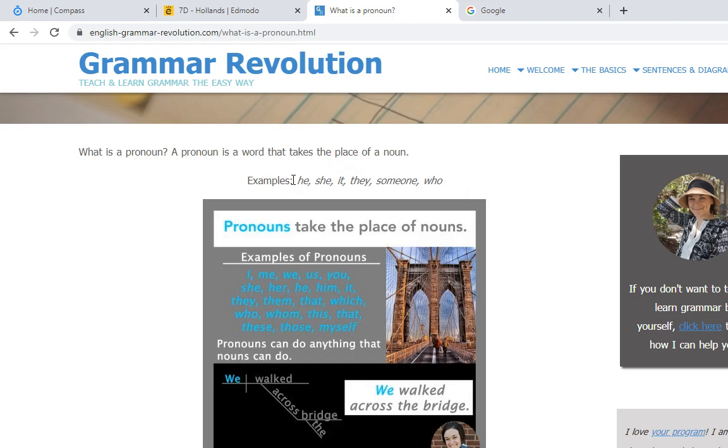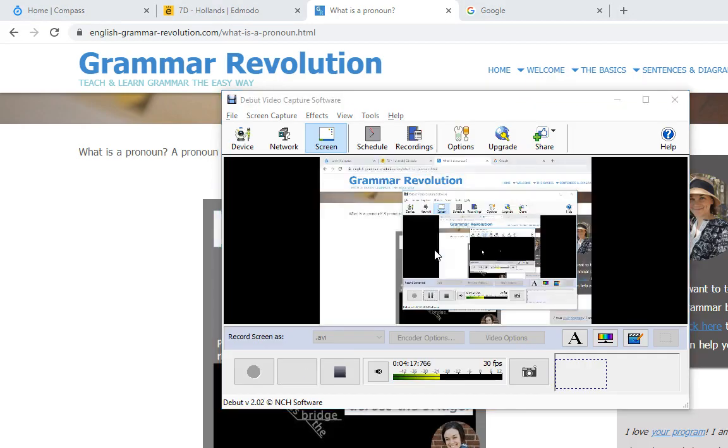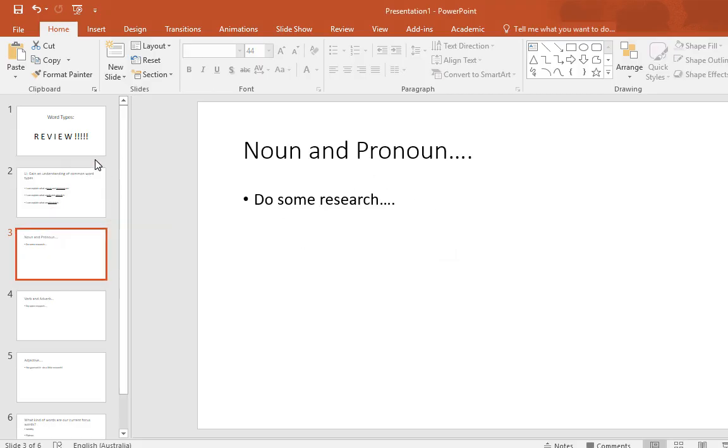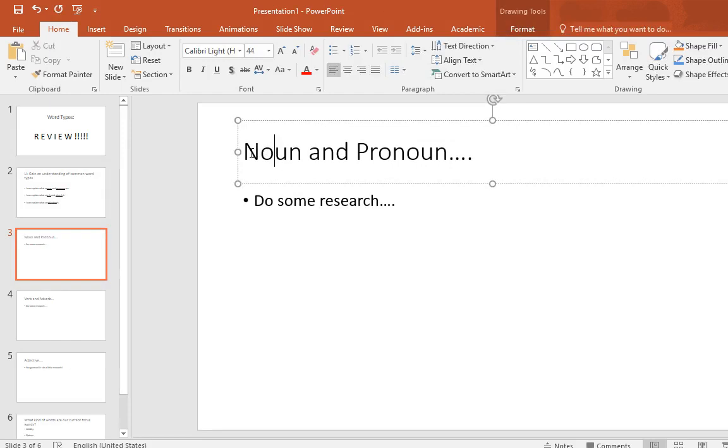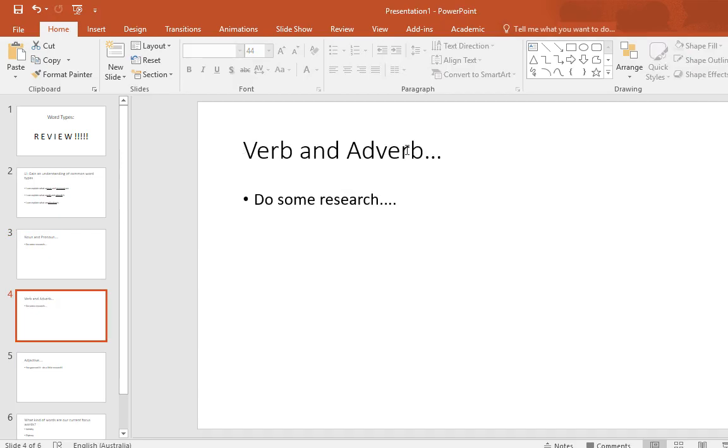Okay, so that is the kind of definition that I would be writing into my book if I were you. So we had a noun, that is a person, place, or thing. We had a pronoun, a word that can be used to take the place of a person, place, or thing. Cool. Let's move on. Verbs and adverbs.